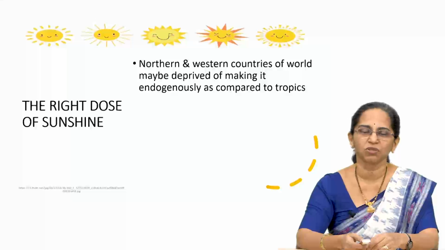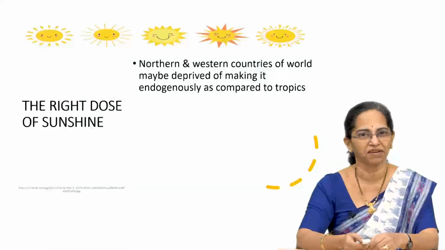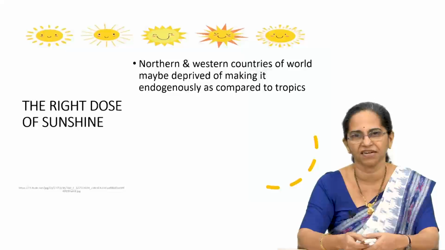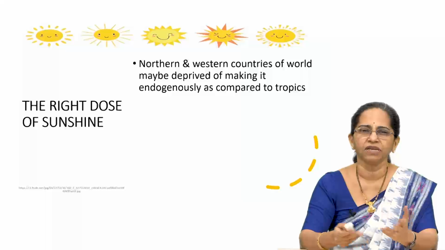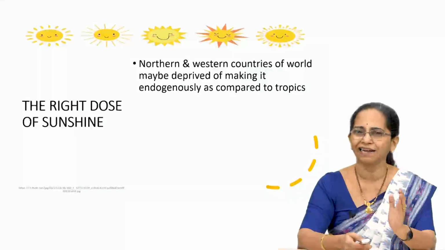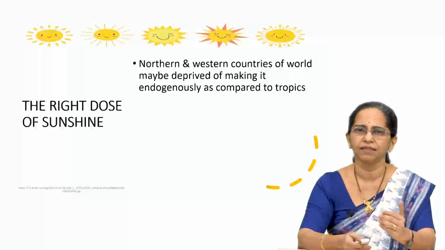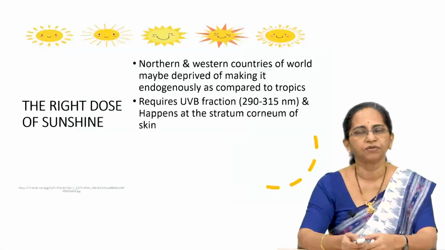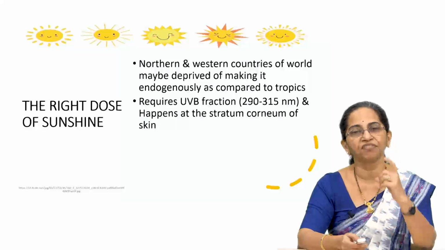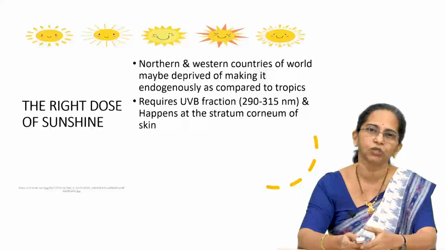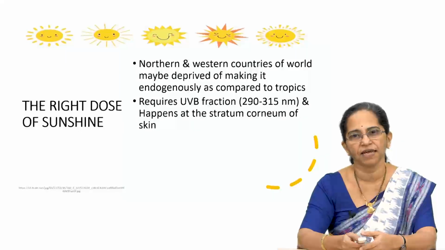This vitamin is also called the sunshine vitamin. We all know that we can get our vitamin D source by just exposing ourselves to the sunshine. Of course, people living in the northern latitudes of the globe, in northern and western countries, will get a little less sunlight and maybe their exposure will be less. You also have to remember that we need the UV fraction of the sunlight. How much is it in nanometers? It's approximately 290 to 315 nanometers.